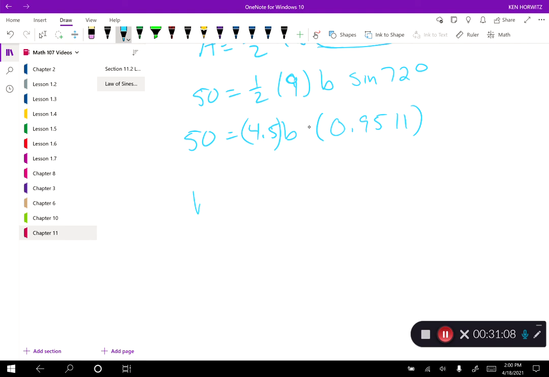But I got B equals 11.68 inches. But I want to round to the nearest tenth, so I would say 11.7 inches.